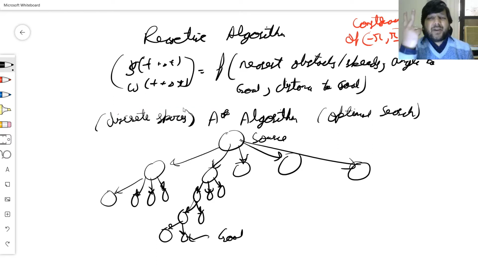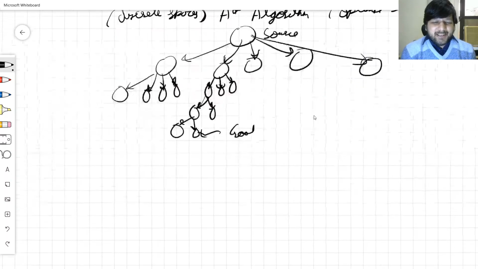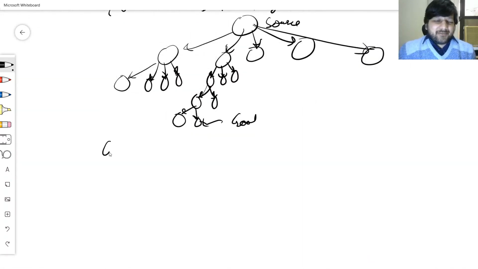Now, a graph has two parts, vertices and edges. And there are two types of A star algorithm, as a graph search and as a tree search. In a graph search, if I revisit a state, I say I've already been here, and I prune it. And in tree search, even if I go to a state again, I do not prune it. So instead of A star algorithm, let me call it a general graph search. Oops, then there'll be confusion. So let's say A star algorithm.